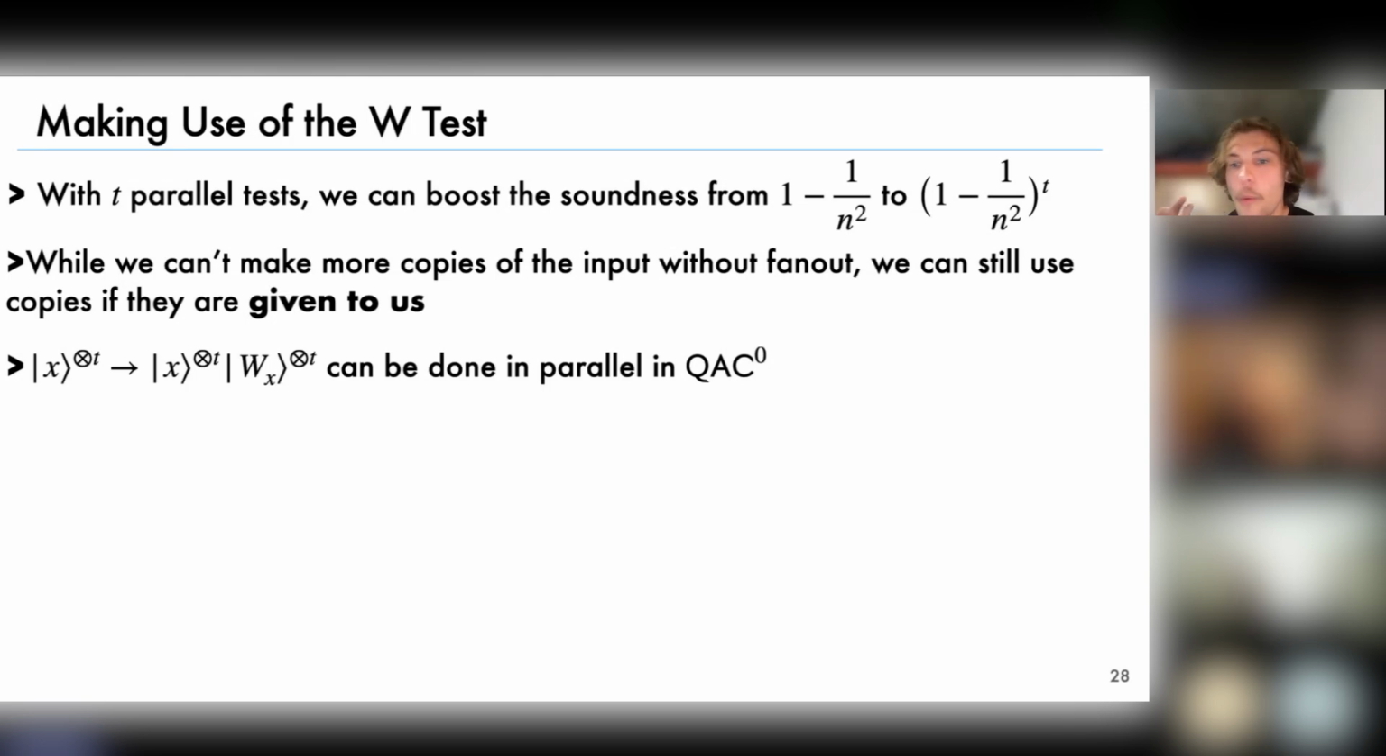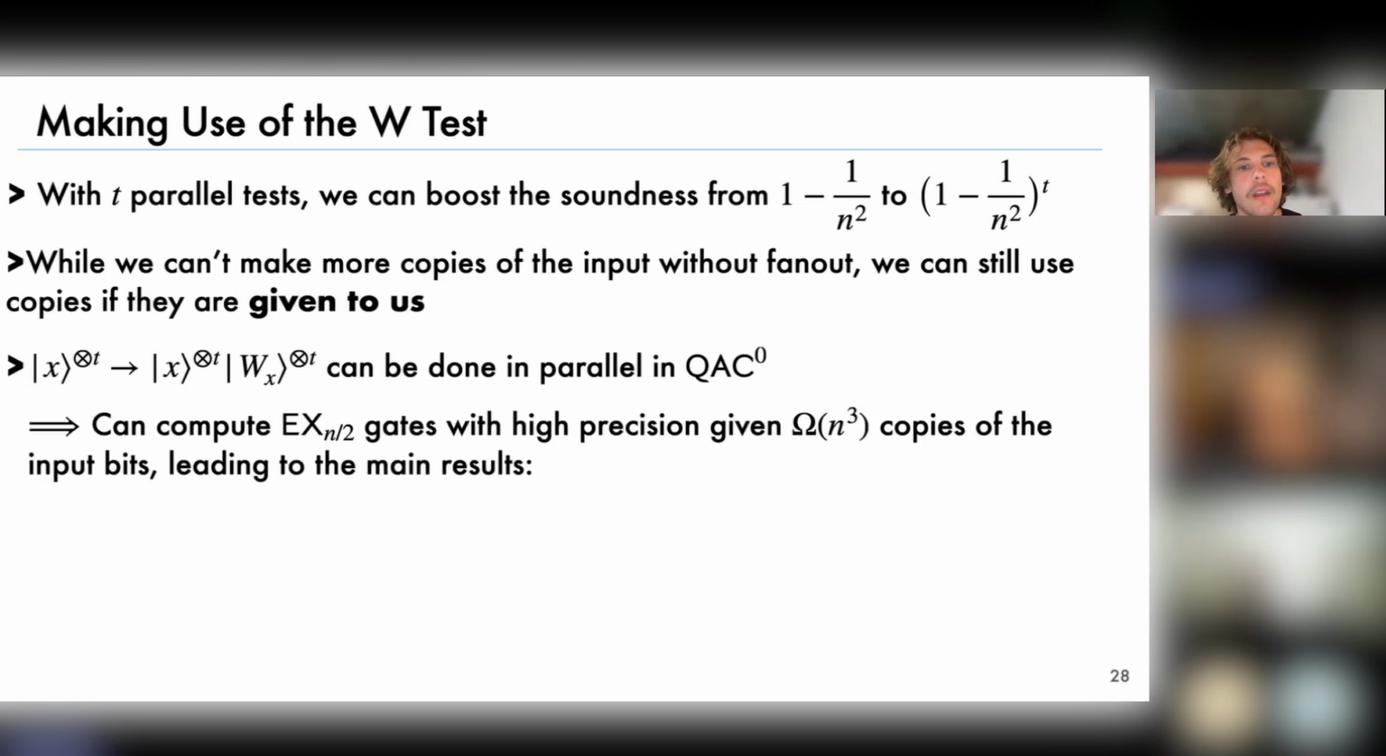with many copies of X, we can produce many copies of W X. Just because doing it once is a QAC 0 operation, and this parallelizes trivially. And so what this means is that we can compute this exact n/2 function with super high precision, given like n cubed copies of the input bits. And so this is what leads to our main result.